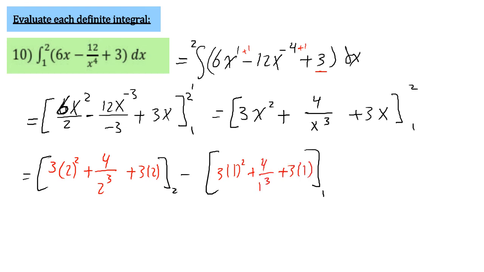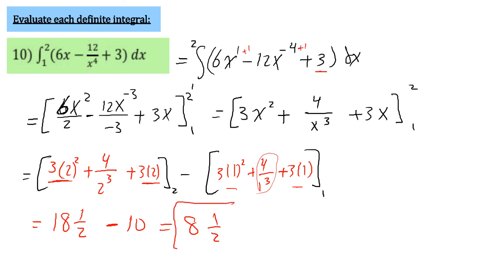1. So 2 to the power of 2 is 4, 4 times 3, sorry, is 12, 12 and 6 is 18, and 4 divided by 8 is half, so it's 18 and a half, minus 4 divided by 1 is 4, and 3 and 3 is 10, so it's 8 and a half.